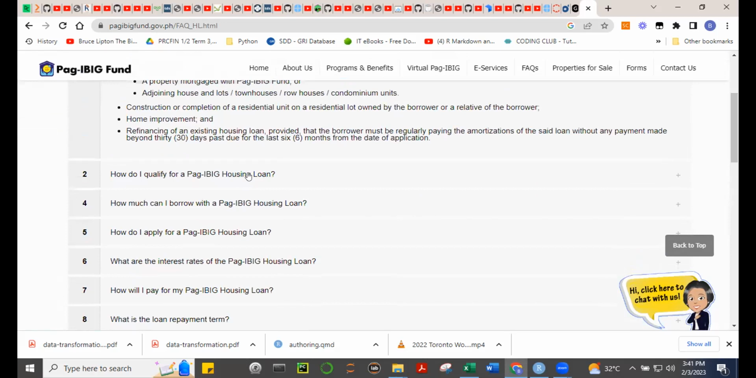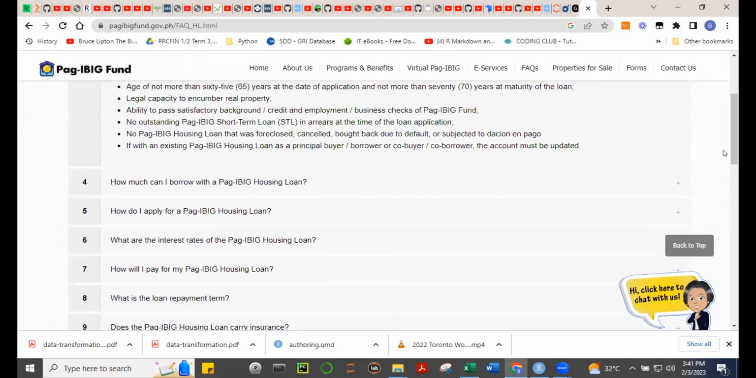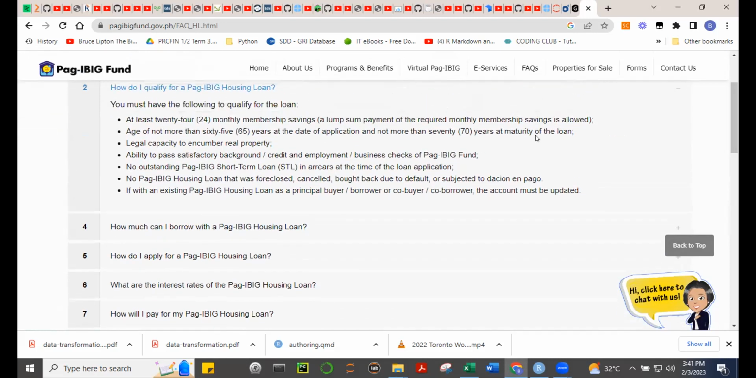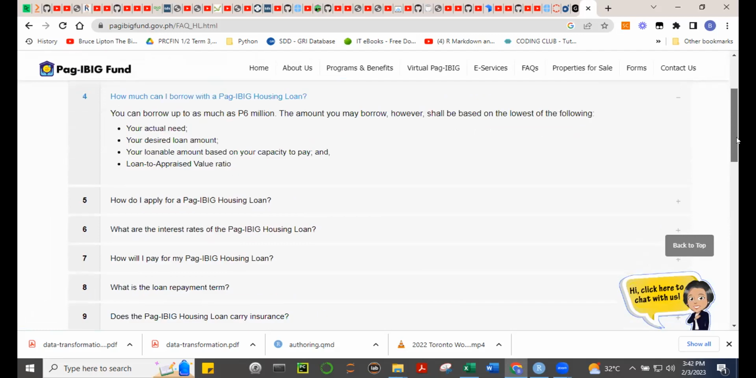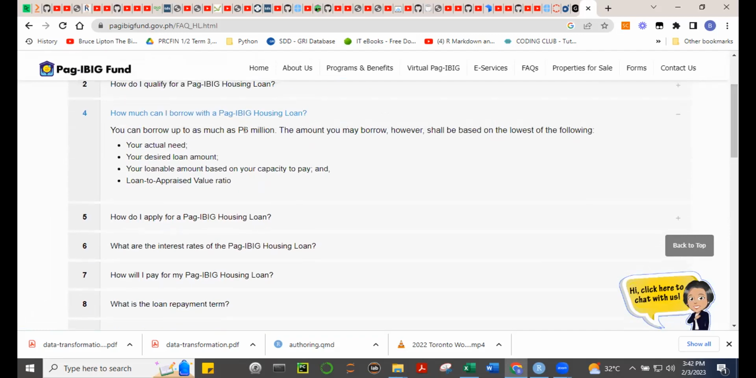Okay, let's see. How do I qualify? You should have age of not more than 65 and not more than 70 at maturity of the loan. At least 24 monthly membership savings, you should have already deposited for 2 years, okay, because the contribution in Pag-ibig is usually monthly. Okay, so there's a contribution also coming from your employer and also from you. All right, so let's look at how much can I borrow? The maximum amount is 6 million.